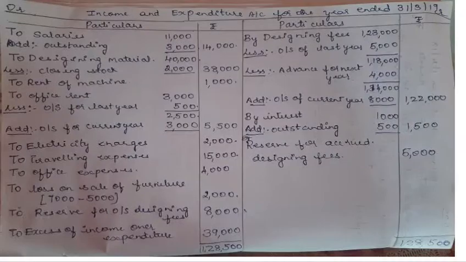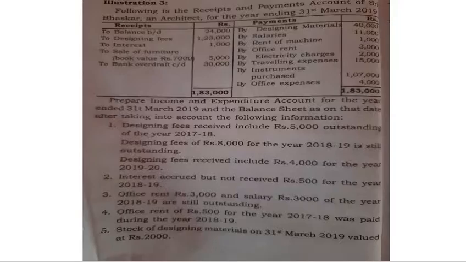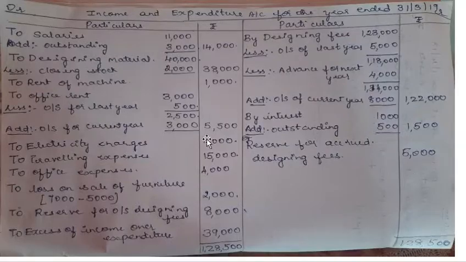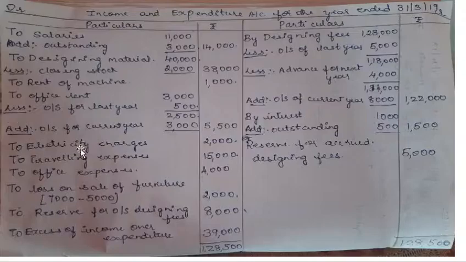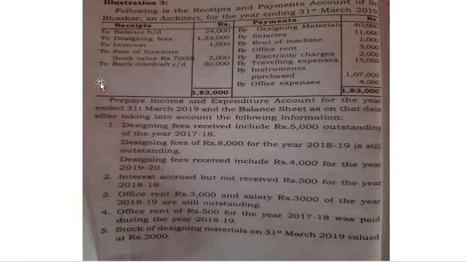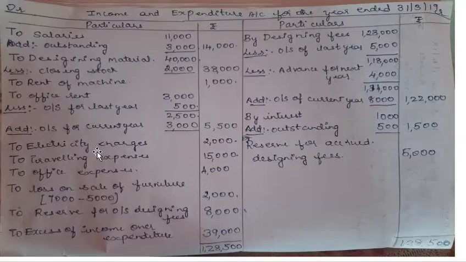Last year's outstanding, for 17-18, we have to deduct. So here last year's outstanding is deducted, and you will get 5,500. Next, electricity charges 2,000. No adjustment for electricity charges here, so the same we will continue. Next, traveling expenses. Is there any adjustment for traveling expenses here? No, so the same amount we will continue, traveling expenses 15,000.